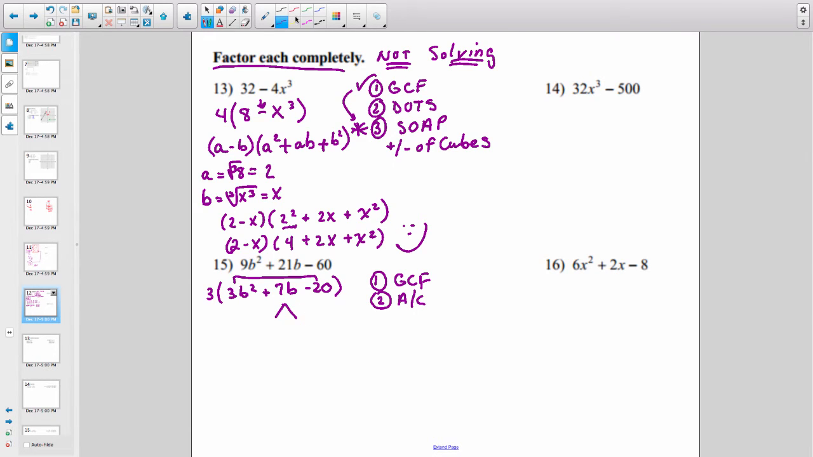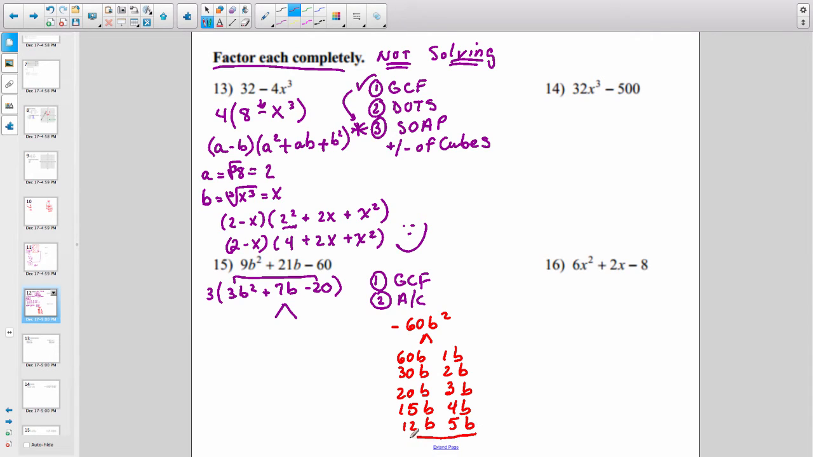Okay, so starting with the first times the last. 3b squared times negative 20 is negative 60b squared. Let's look for factors of 60. So I have 60b and 1b, 2b and 30, 3b and 20, 4b and 15, 5b and 12.